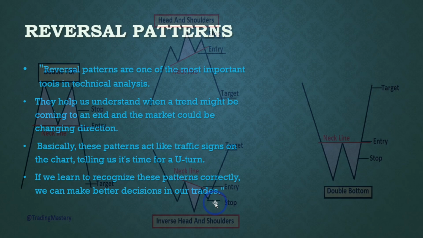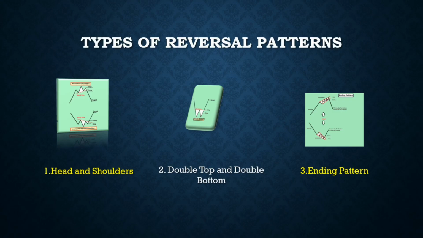Now, let's dive into the different types of reversal patterns. Now that we know the different types of reversal patterns, let's start with the first one: head and shoulders. Today, we will focus on this pattern and explore how it can help us identify trend reversals. Now, for number 2 and 3, we have the double top and double bottom patterns and the ending pattern.